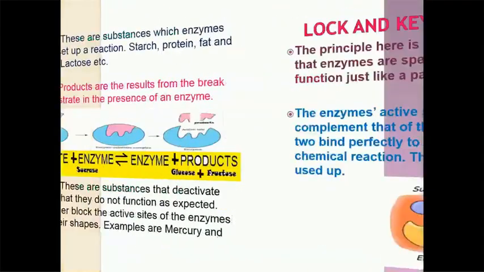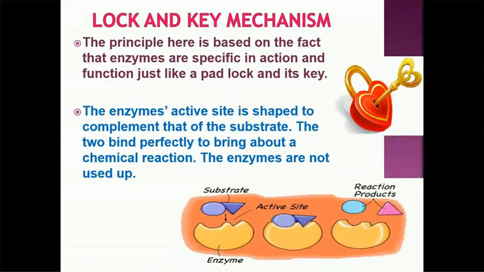So let's look at the mechanism of action. We have 2 mechanisms we are going to be discussing. The first one is called the lock and key mechanism. This principle here is based on the fact that enzymes are specific in action. We said that there is a specific enzyme for a specific substrate. And so they function just like a padlock and its key.